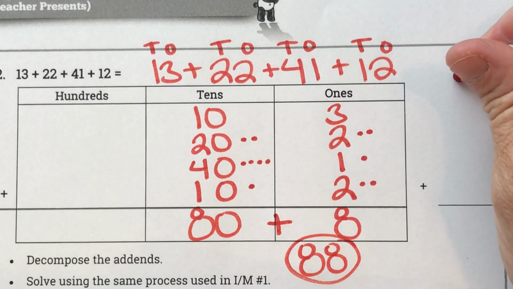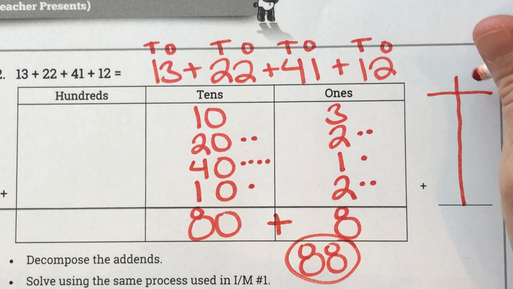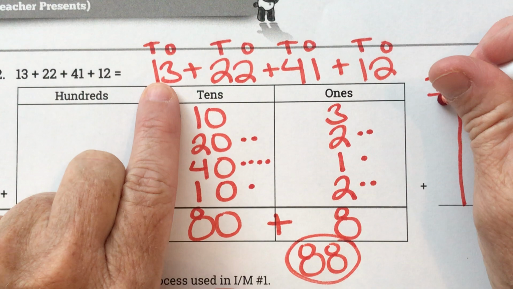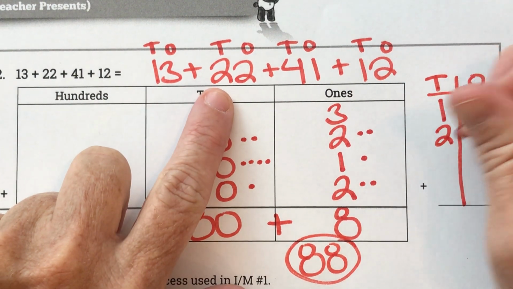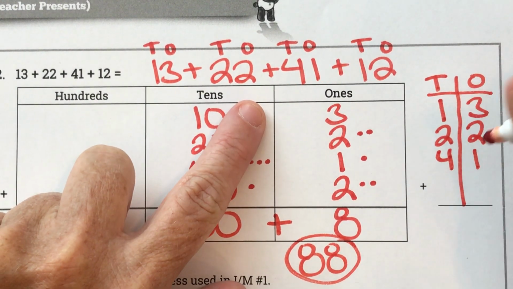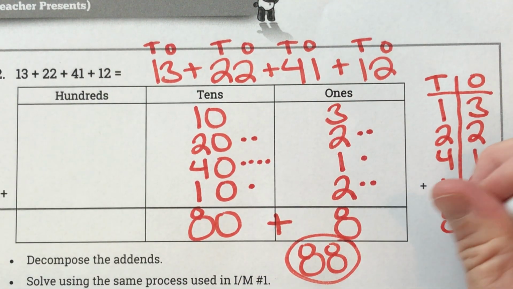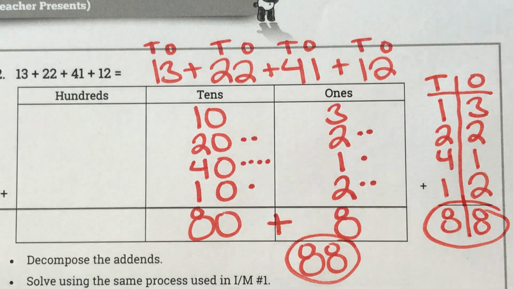Now if I put this in working form is when we don't decompose our numbers. So I would have had 13, 22, 41, and 12. And we said my answer is 88. So that's what working form would look like, friends. Okay, let's do my last one.